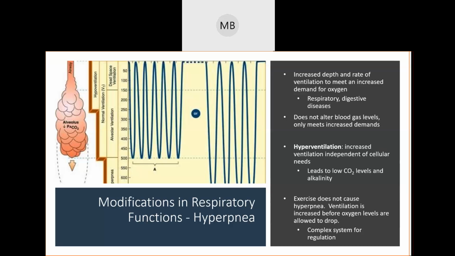Hyperventilation is an increased ventilation when you breathe in and out more, independent of your cellular needs, right? So when we have been talking about hyperventilation, it means that you are increasing the amount you're breathing, so you're breathing in and out faster, but your cells don't necessarily need you to breathe in and out faster. Your body is just doing it as a reflex, right? This is the difference between hypernia and hyperventilation. So hypernia is just when you are breathing in excess quickly, right?